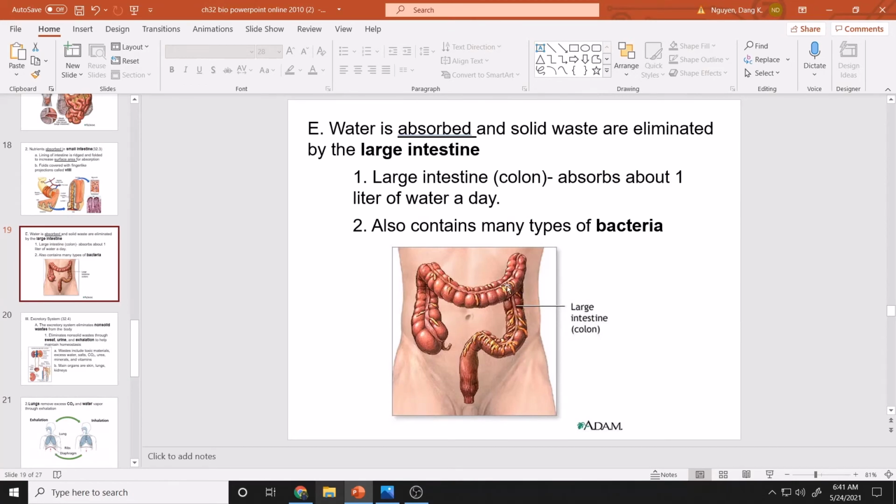The remains of the food are then passed through your large intestine. This is where water gets absorbed and solid waste is eliminated by the large intestine. The large intestine, sometimes called the colon, absorbs about 1 liter of water per day, and it also contains many types of bacteria.